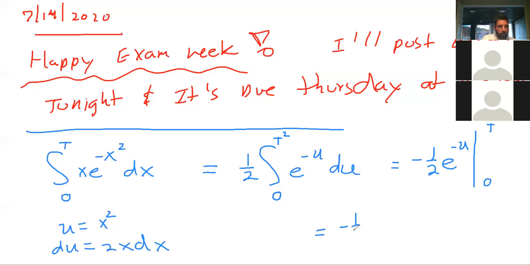And then you plug in t squared. So you get negative 1/2 e to the negative t squared, and then minus a minus, so it becomes plus 1/2 e to the 0. If you simplify this, it's just negative 1/2 e to the negative t squared plus 1/2. Now, when you take the limit, this guy goes to 0. So in the limit, you end up just getting 1/2. Is that clear? Does that make sense?